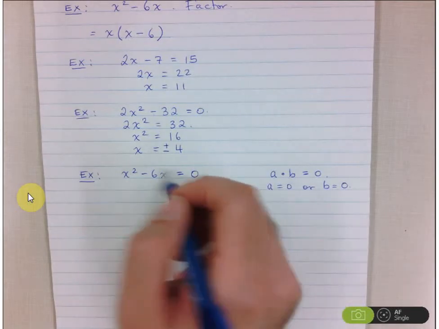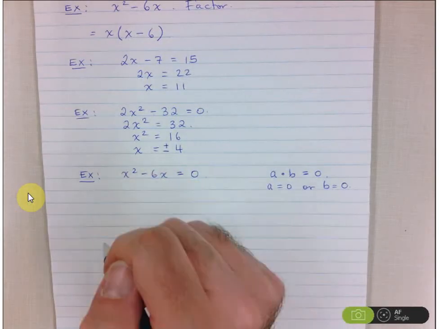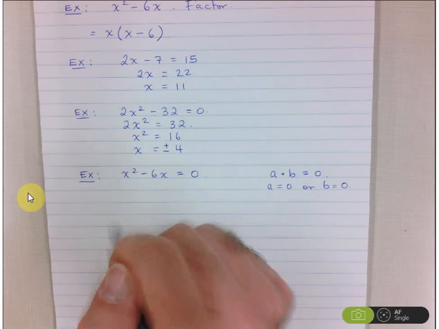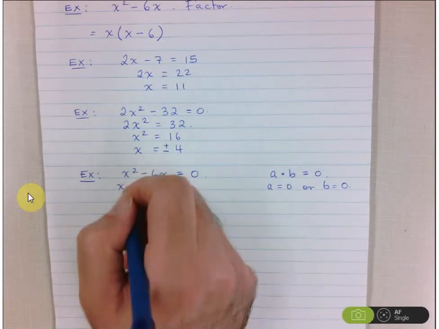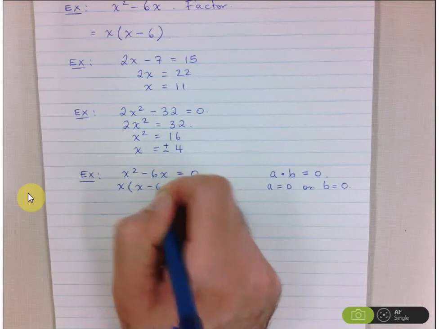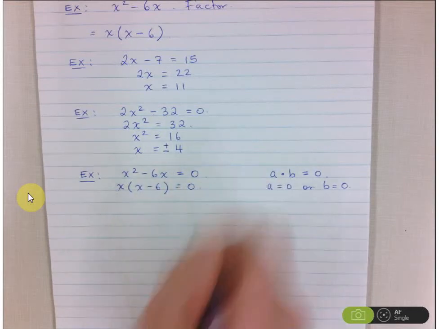And hey, I do know how to factor this expression. So let's see if that's of any help. We've already factored it before. We know that this thing on the left can be written as x times (x minus 6), and that's equal to 0.